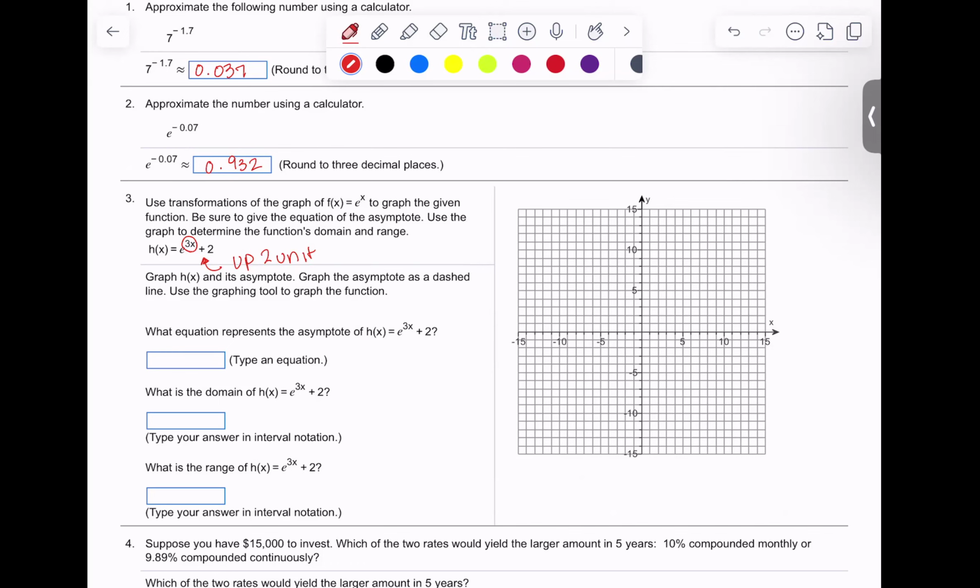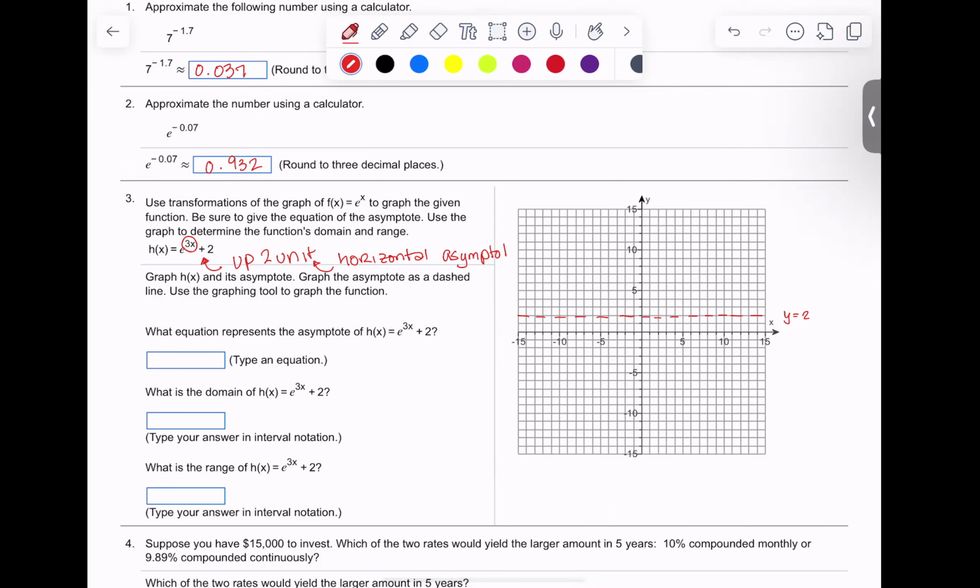Now, since I've moved it up 2 units, that's going to change the range of this function, and there's going to be a horizontal asymptote at y equals 2. We've taken that exponential function and moved it up 2. So I'm going to graph using the line tool in Pearson MyLab Math, the asymptote y equals 2. So I'm just going to write that out here so you know what I'm doing.